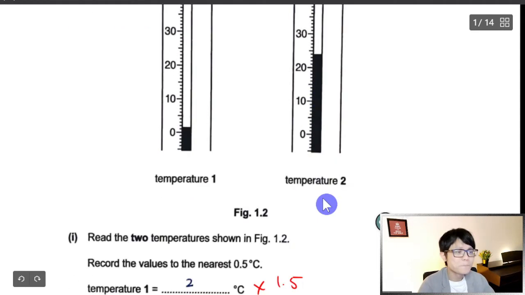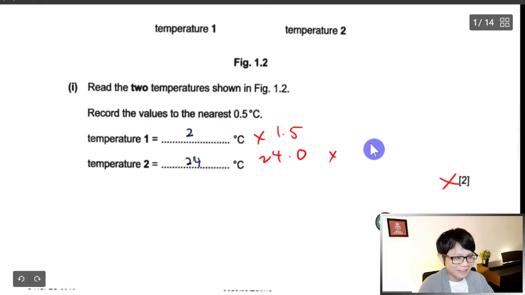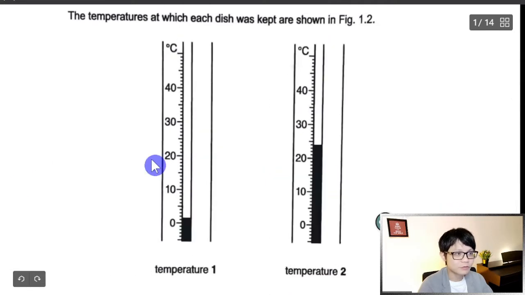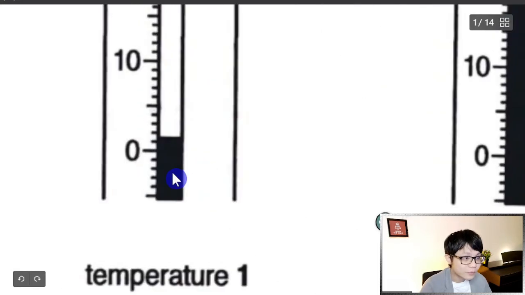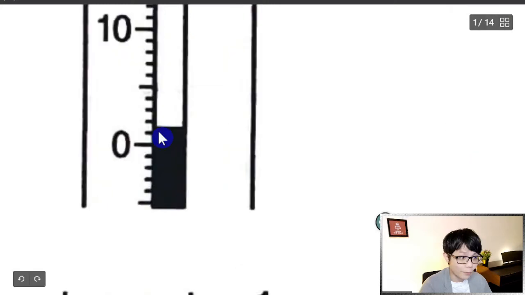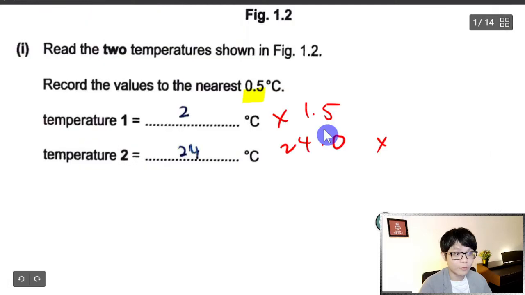Okay, read the two temperatures, and the student didn't get any mark. Record it to the nearest 0.5. So let's look at temperature 1. If you look closely, you can see that it is 1.5. So the answer will be 1.5.